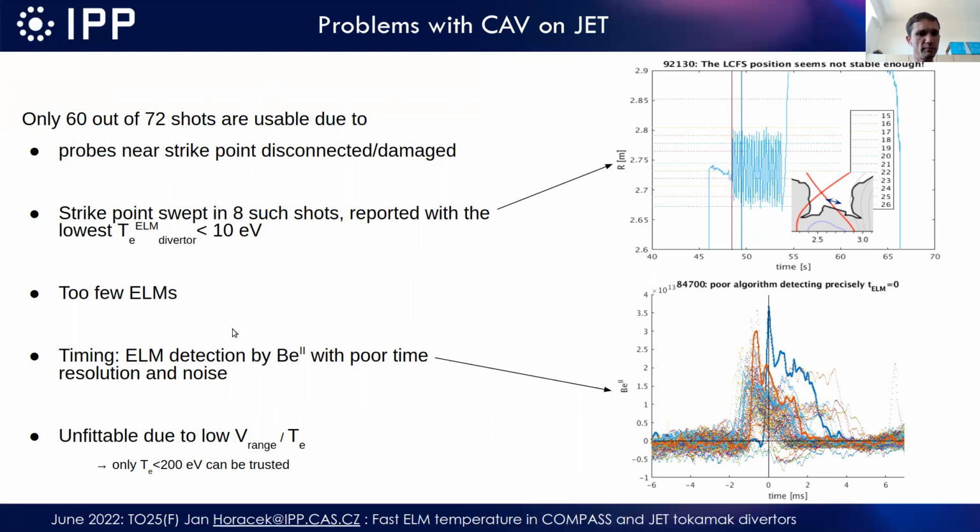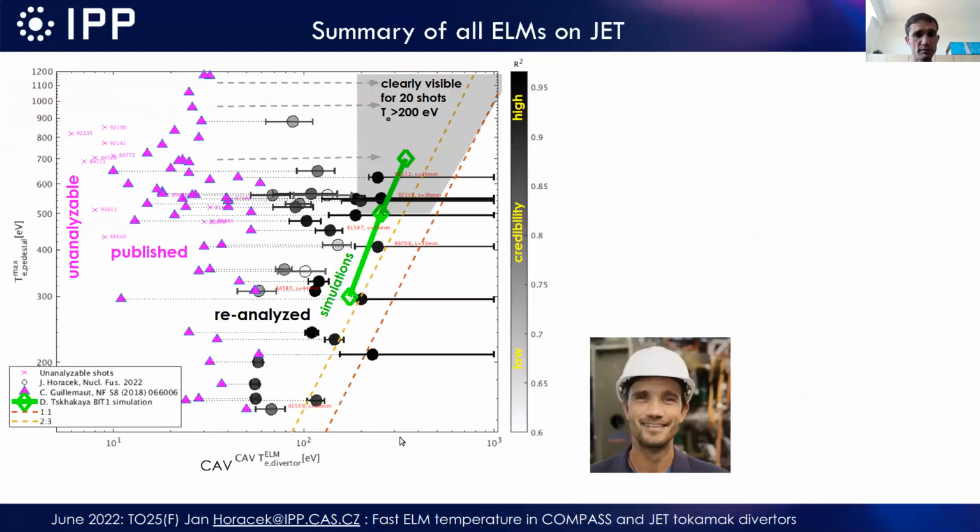Then there are too few ELMs in many cases. Then there is quite a lot of noise for ELM detection. We have to match all these ELMs together in time to really synchronize them. And also many of them are unfittable because the voltage is too low.